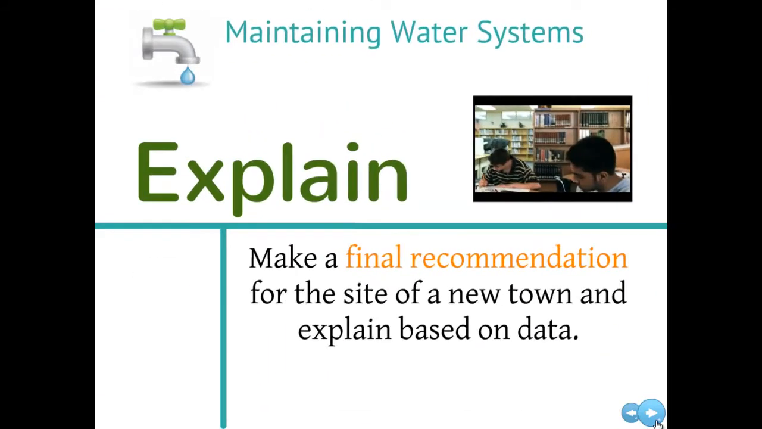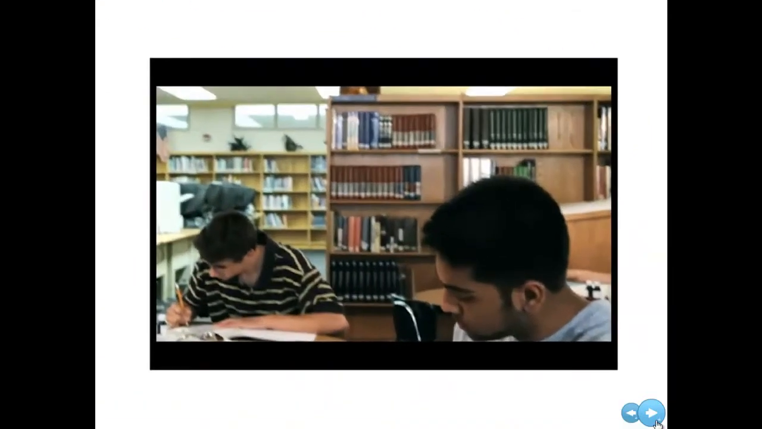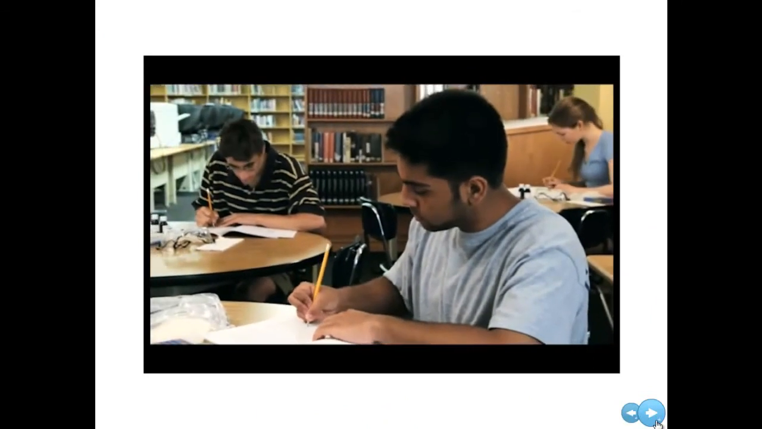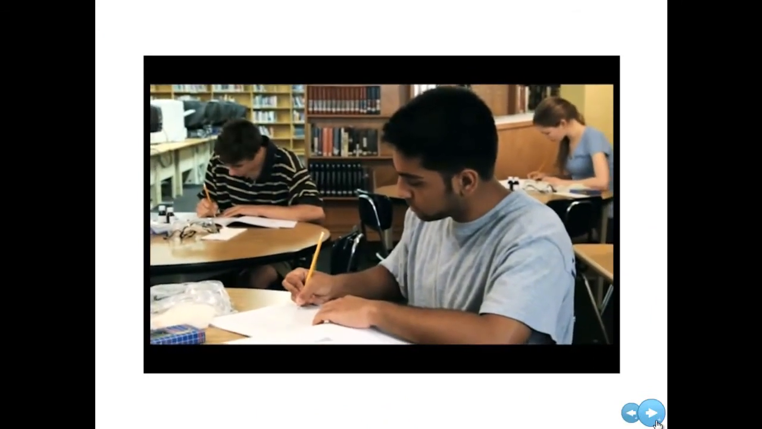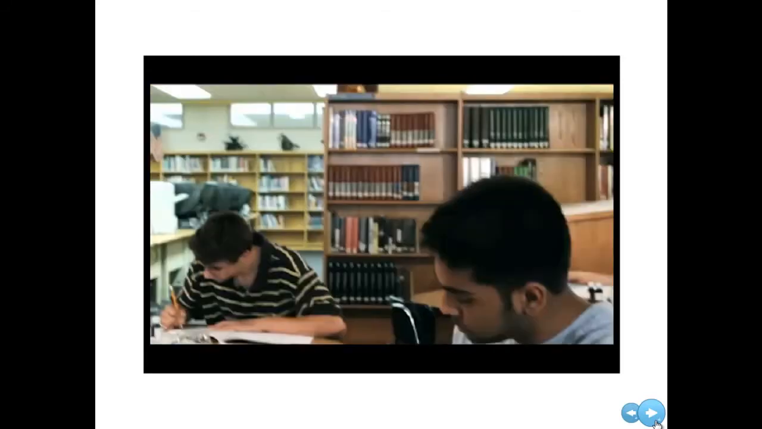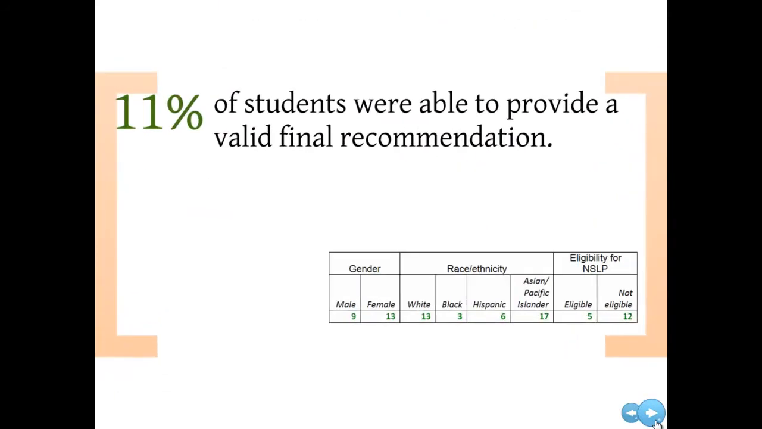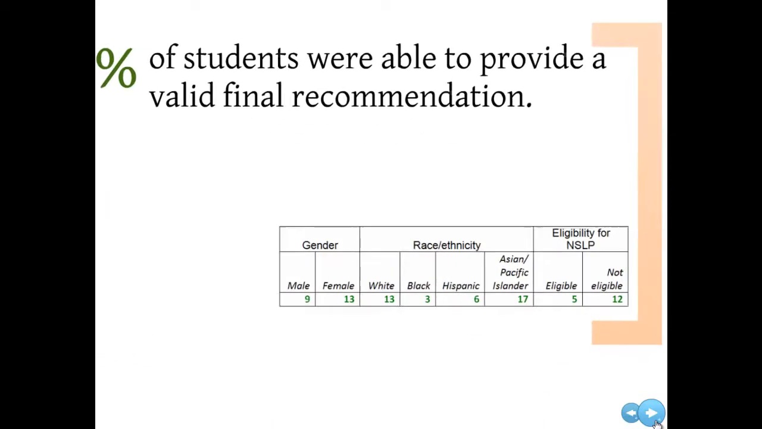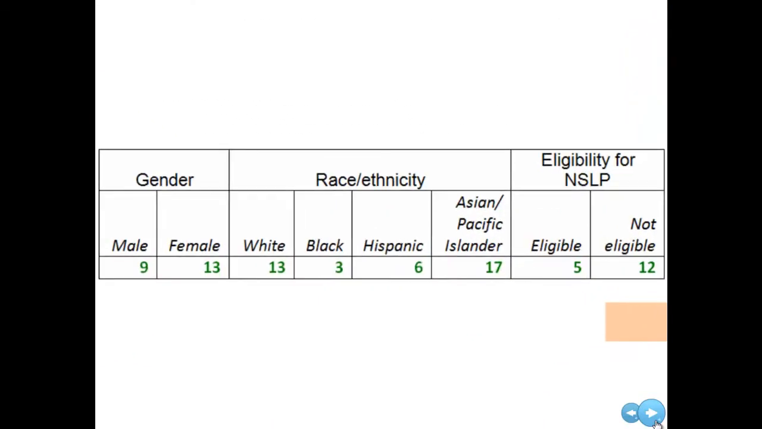Following their observations, students were then asked to make a final recommendation and explain their recommendations with data gathered in the experiment. Using all of the information that they have gathered, students determine which site would be preferable for building the town and are then tasked to develop a scientific argument for their answer. 11% of students were able to do so. Once more, we see the variations in student performance, ranging from 3 to 17%.